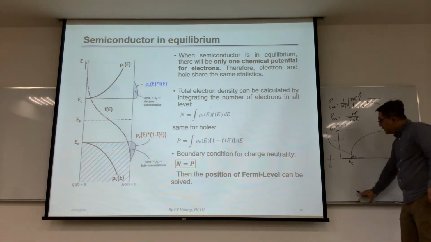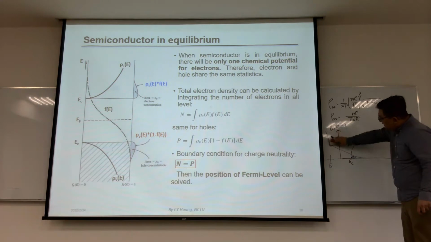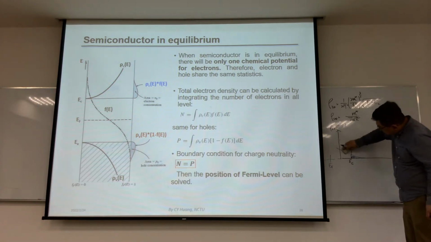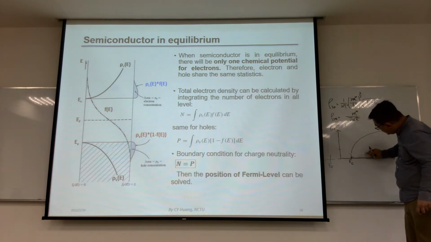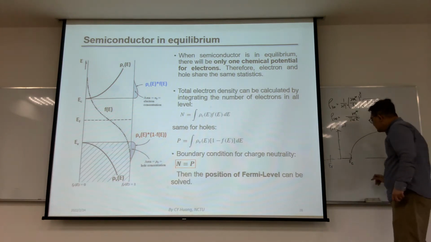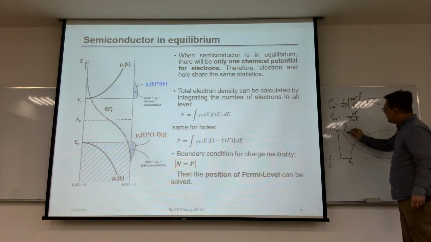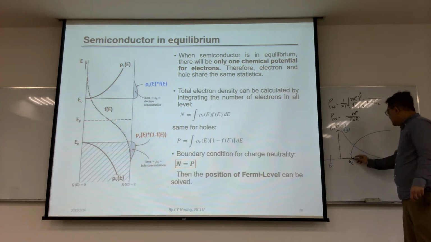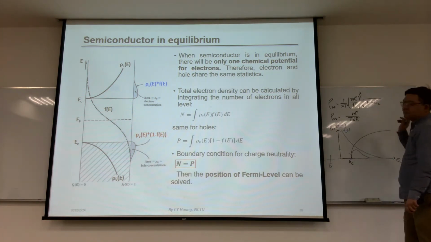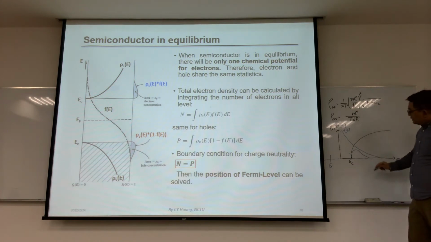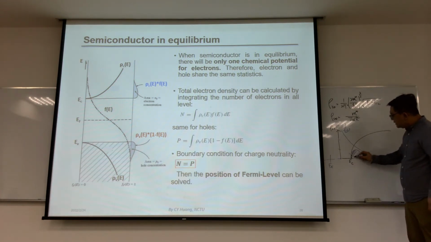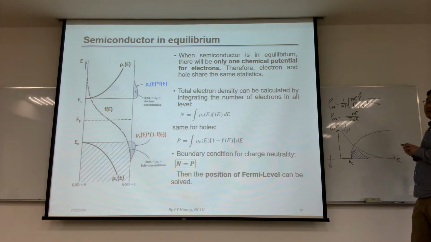To make it more clear, let's neglect the value of 0.5 just to make a better drawing. Alright, so let's consider something like this. This is f of E. So when these are multiplied together, the density of state will rise first, then go down due to the quickly reducing occupancy. So this total area is the total carrier density in the conduction band.